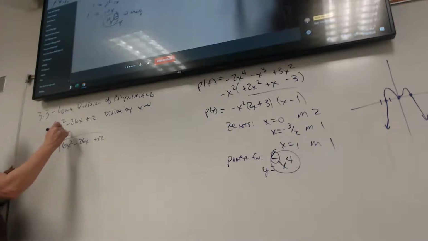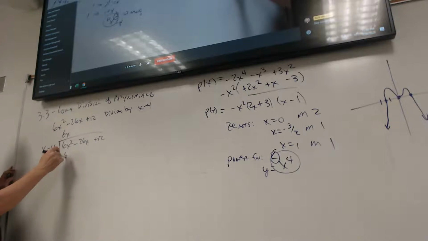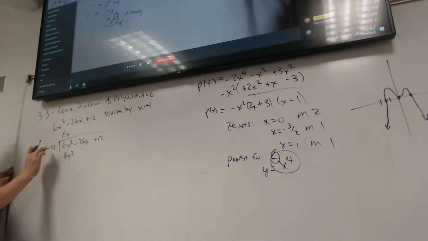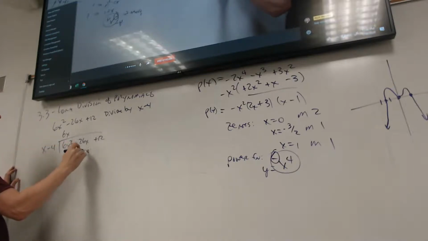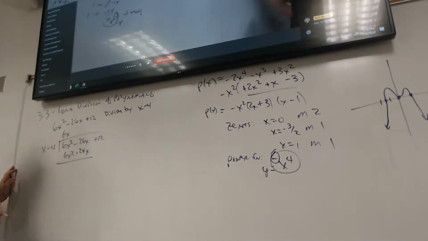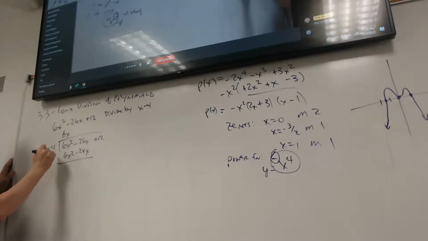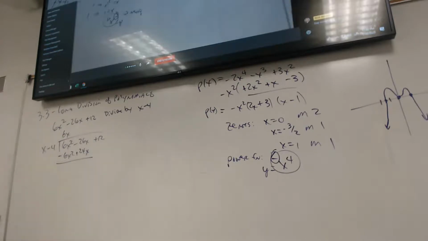6x times x is 6x squared. 6x times negative 4 is negative 24x. Now I'm going to subtract. This is an important step, so I'm going to change all the signs so I don't mess up. 6x squared minus 6x squared, that's going to drop out.